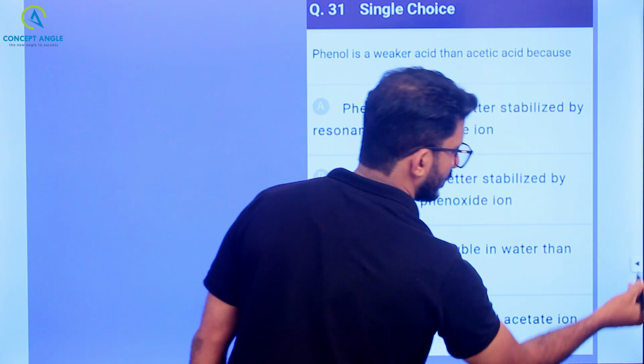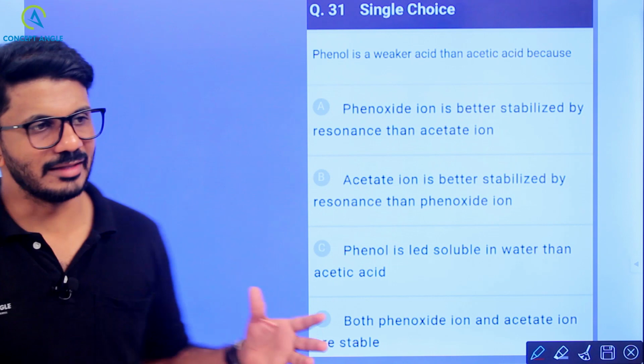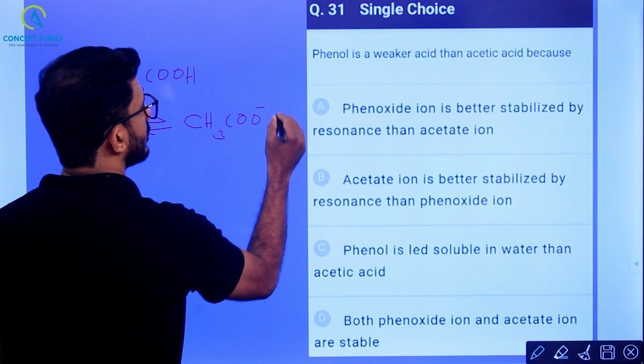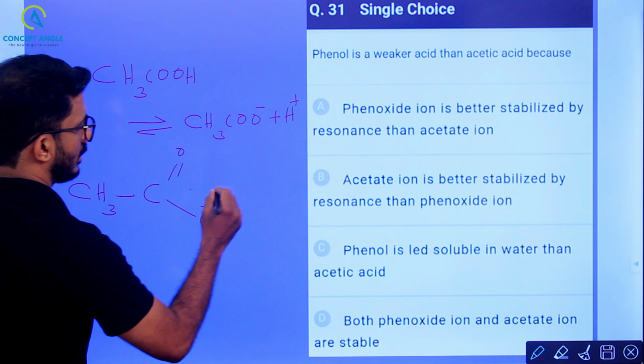Phenol is a weaker acid than acetic acid because, when a substance becomes an acid, for example when you take acetic acid CH3COOH, it gets dissociated to CH3COO minus and H plus. This is called acetate, CH3 C double bond O, O minus, and it is resonance stabilized.